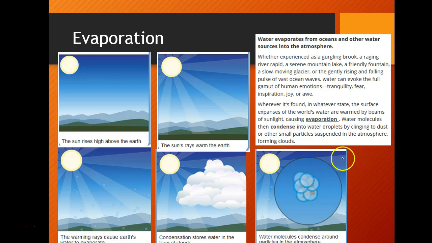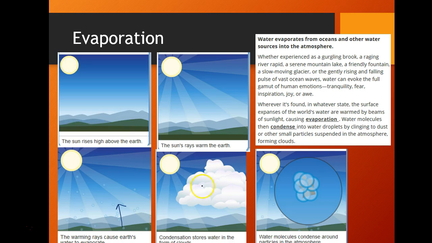Once we have those water molecules made available through respiration and transpiration, we can get them back into the atmosphere through evaporation. How evaporation works is that the sun warms the earth, and when the sun warms the earth, it causes the water to warm up, eventually turning into water vapor, and that causes the water droplets to go into the atmosphere as water vapor.